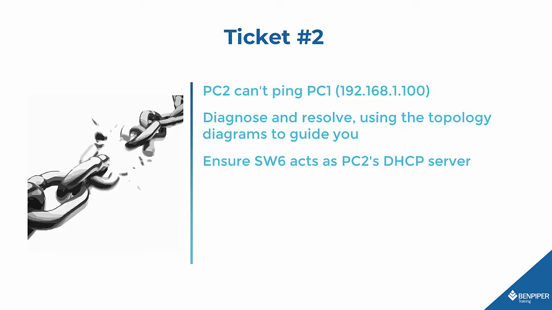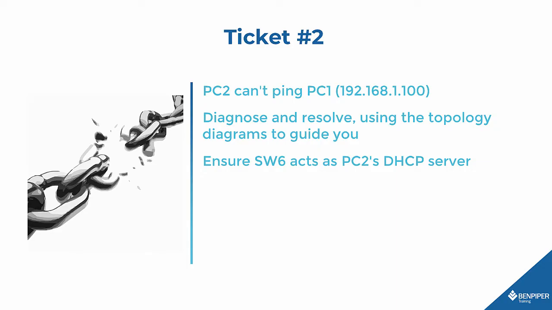One down, let's check out ticket number 2. Ticket number 2, PC2 can't ping PC1 192.168.1.100. Diagnose and resolve using the topology diagrams to guide you. Ensure switch 6 acts as PC2's DHCP server.